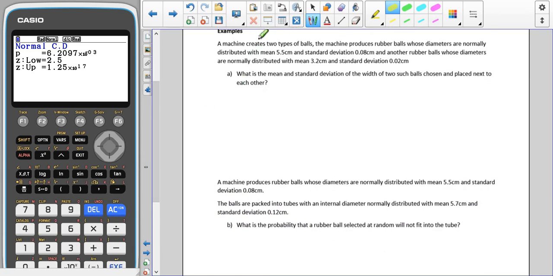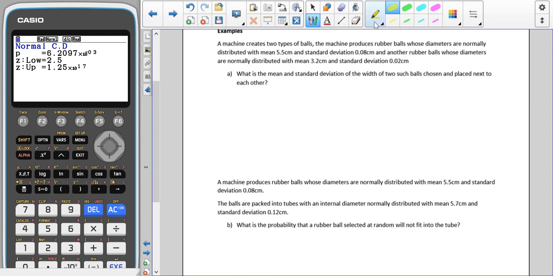So here we have a machine creates 2 types of balls. The machine produces rubber balls whose diameters are normally distributed with a mean of 5.5 and a standard deviation of 0.08 centimetres. And another rubber ball whose diameters are normally distributed with a mean of 3.2 centimetres and a standard deviation of 0.02 centimetres. What is the mean and the standard deviation of the width of the 2 such balls chosen and placed next to each other?